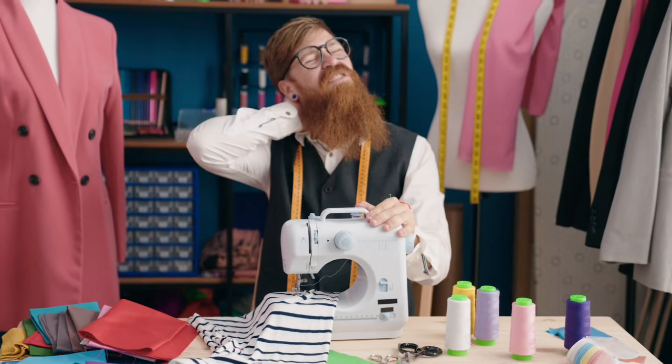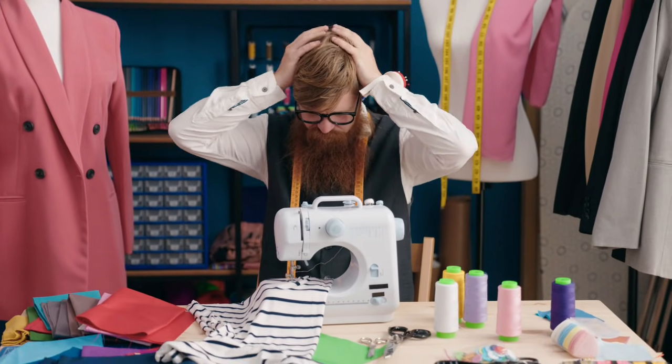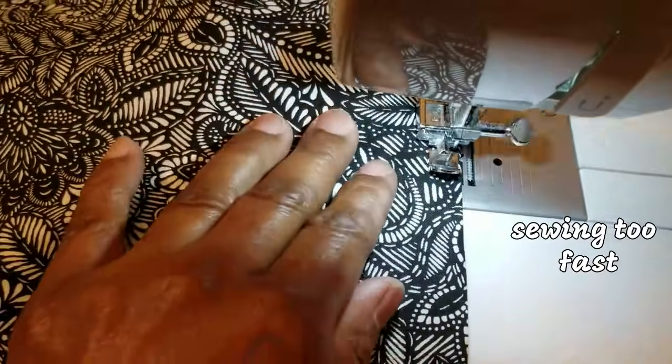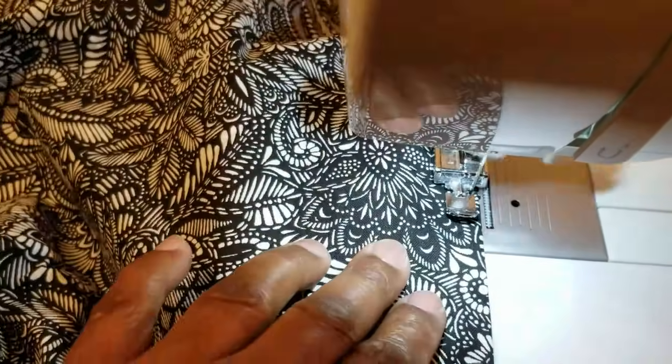If you've been blaming your sewing machine for these issues, you'll want to see the next one because it's usually not the machine. Mistake 9. Sewing too fast. Sewing fast feels productive, but it causes crooked seams. Slow sewing gives you better results.